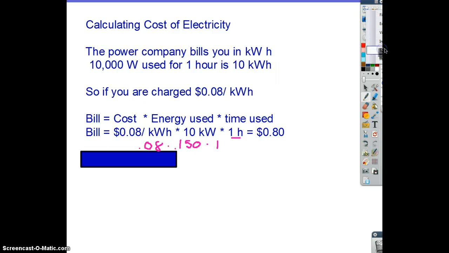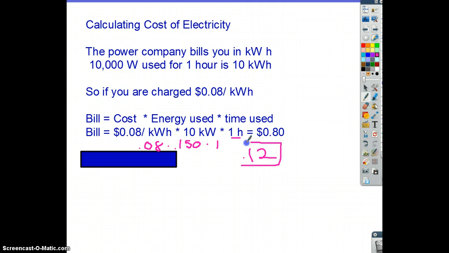File, tools, math tools, calculator. So I got my little handy dandy calculator. You can't see it on the screen, but that's okay. 0.08 times 0.15 times 1, of course, equals, for an hour, it actually cost me 12 cents. 12 cents to watch TV for an hour.